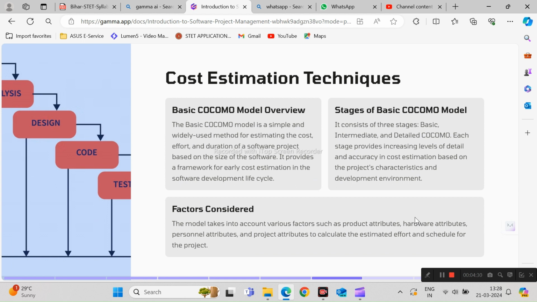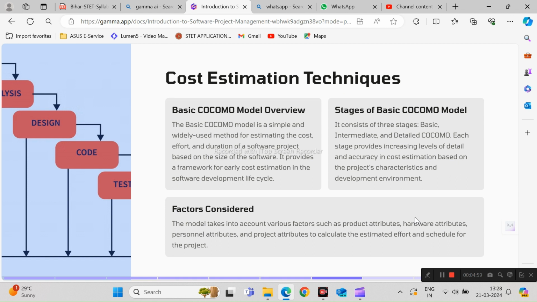Now we move ahead and see some other cost estimation technique, that is the COCOMO model. The basic COCOMO model is a simple and widely used method for estimating the cost, effort, and duration of a software project based on the size of the software. It provides a framework for early cost estimation in the software development lifecycle.